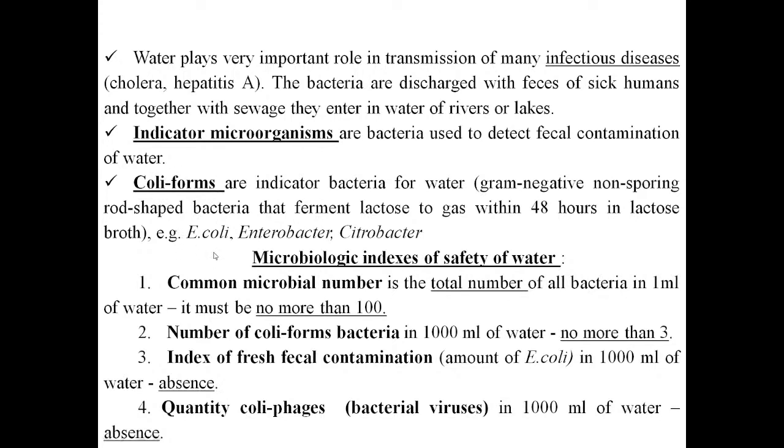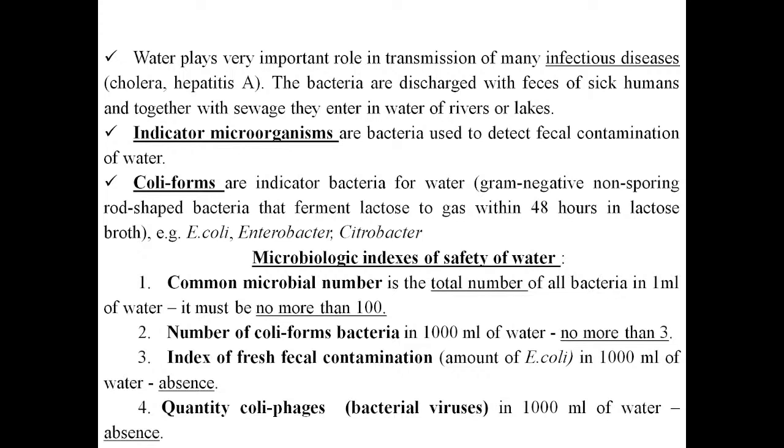Which are the microbiological parameters, characteristics or indexes of safety of water? Which indexes are detected for drinking water, for water that we may drink? The first one is the common microbial number. It is the total number of all bacteria in 1 milliliter of water.